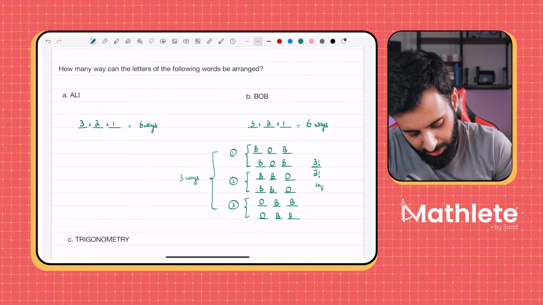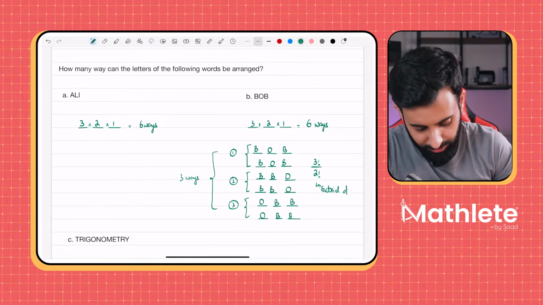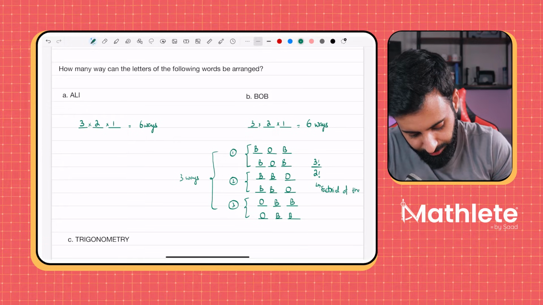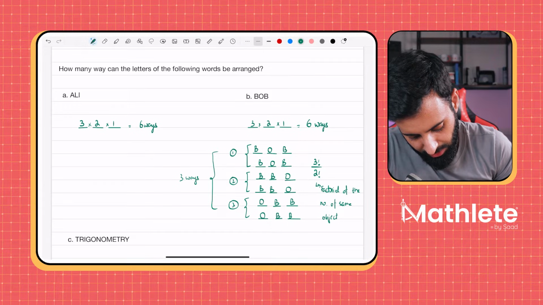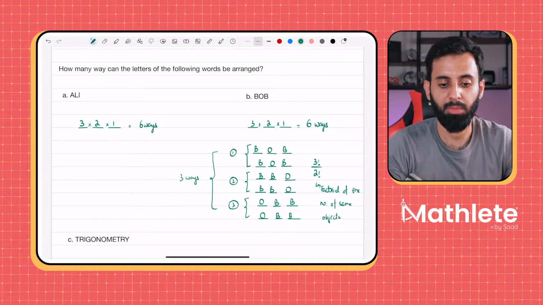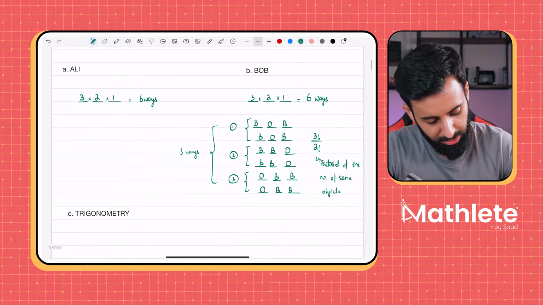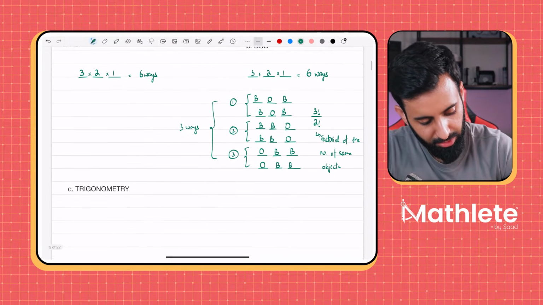Because 2 factorial represents the factorial of the number of same objects. It represents the factorial of the number of same objects. So this brings me to a very important note also.